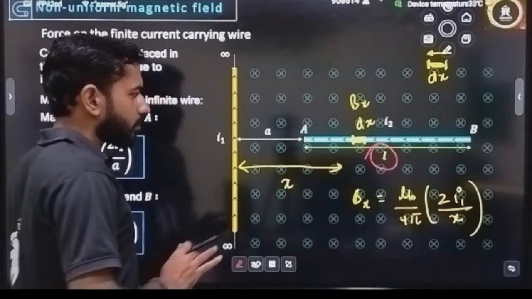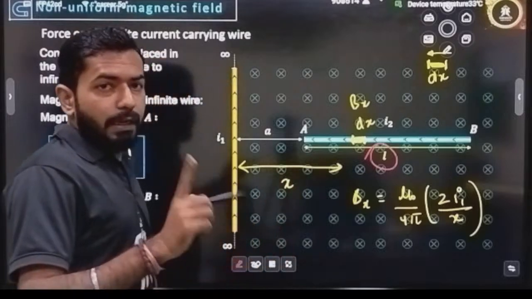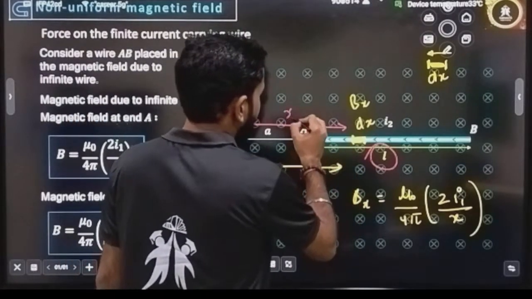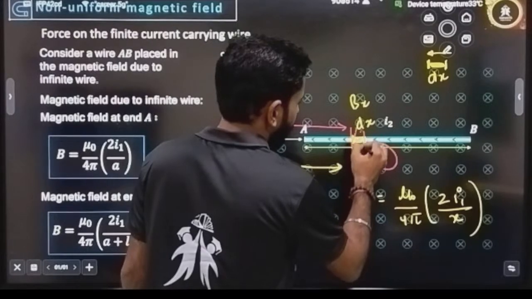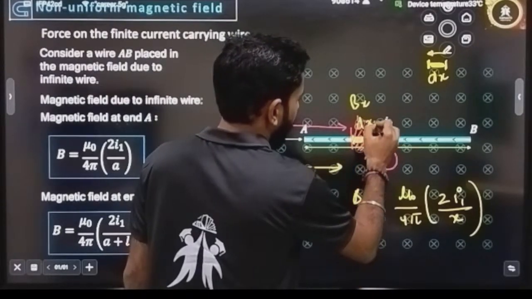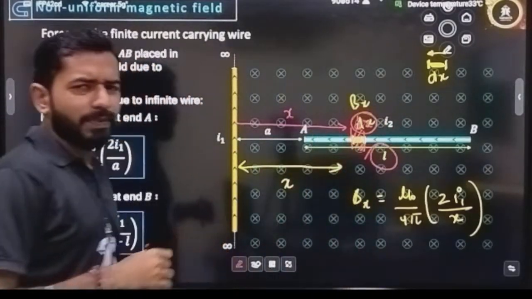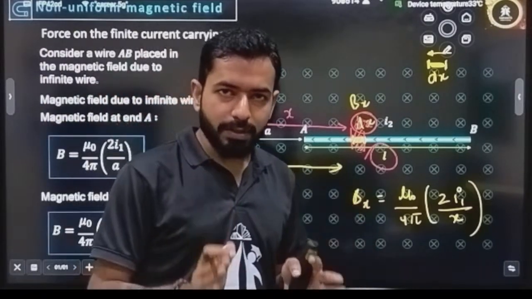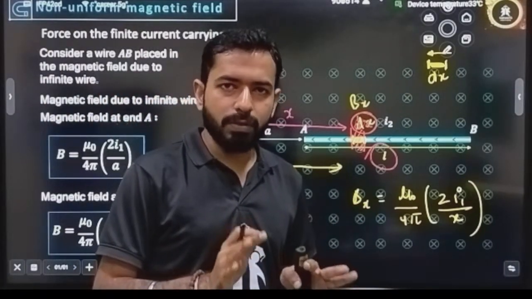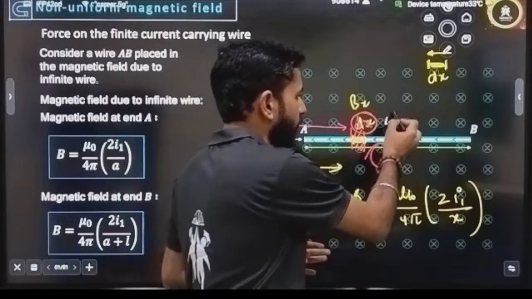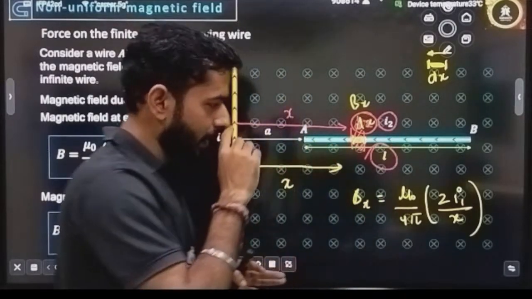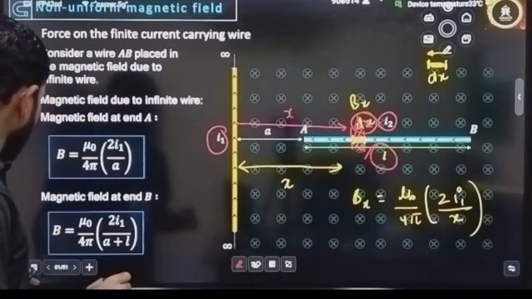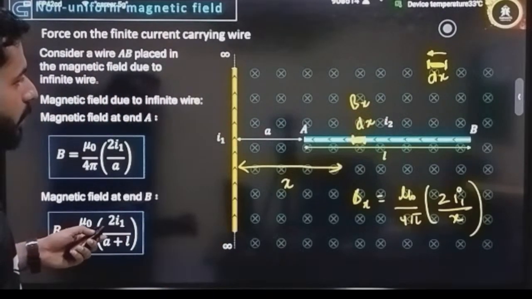So what you will be doing, first step, always remember, go at a distance x and cut out an element of thickness dx. And now forget about everything, just focus on this dx element and try to write about this dx element. What is the current flowing through this element? That is I2. And what is the current flowing through this infinite wire? That is I1. So let's write about this in further detail.